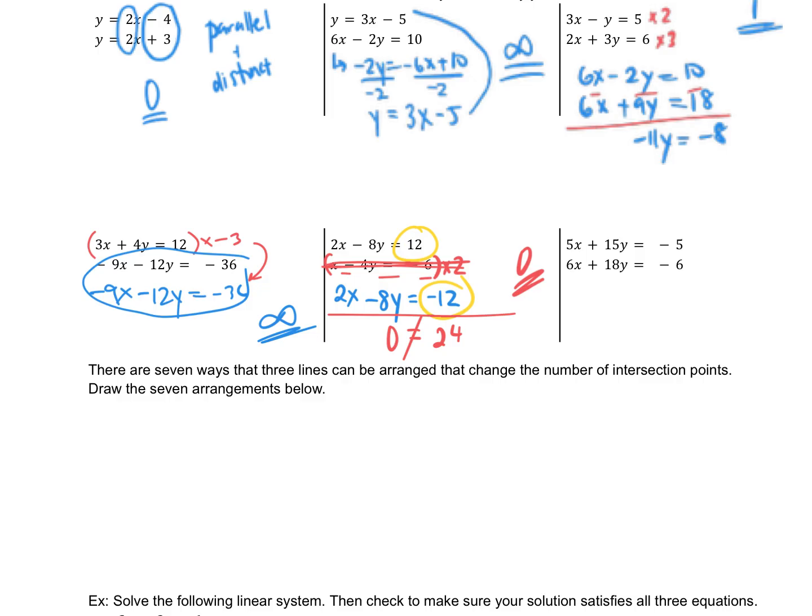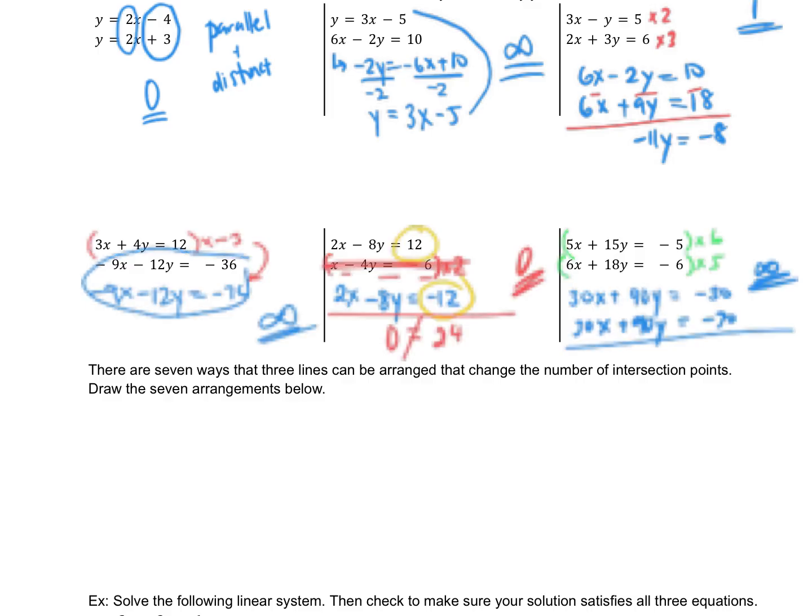And the final one, it looks like I don't have a connection between the x's and y's, but let's just give it a try. I'll multiply the first line by 6 and the second one by 5. And we're going to end up with 30x plus 90y equals -30. And then 30x. Oh, actually the x's and y's do match. And -30. Oh, look at that. It's going to be infinite. Infinite solutions. They're the exact same line.